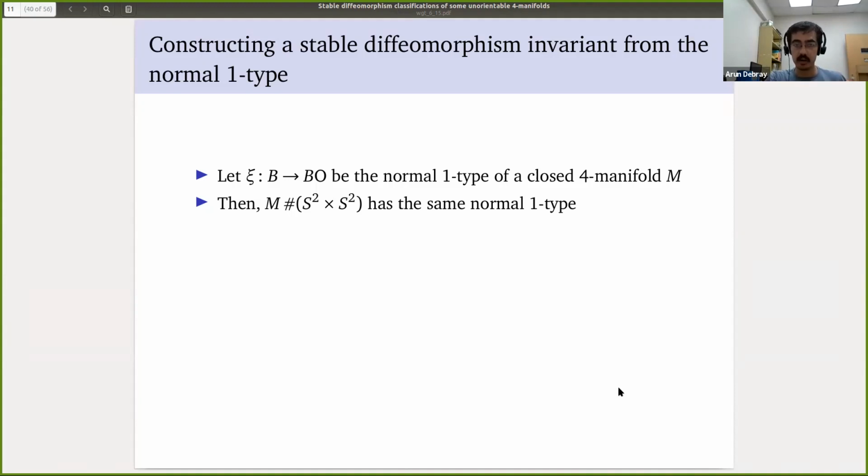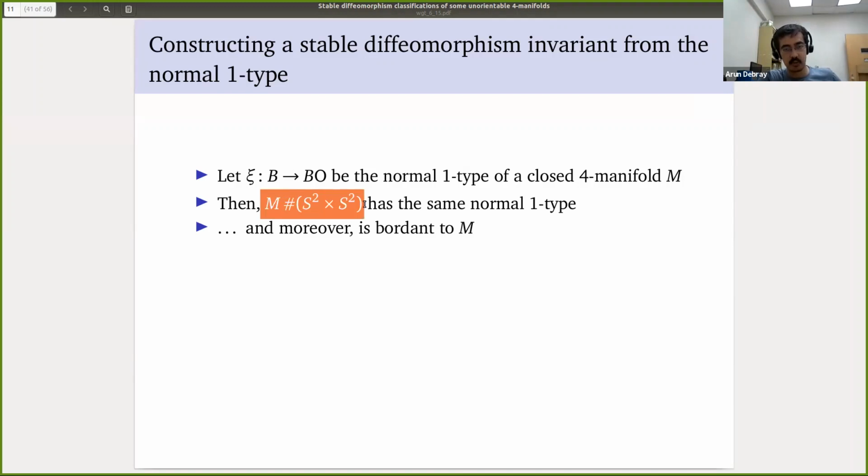We're going to make it better. Since I only have a few minutes left, I'm going to wait for questions until the end, unless it's something urgent, in which case, let me know. But we're going to upgrade this stable diffeomorphism invariant. So we have the normal 1-type of M, and also of M connect sum S2 cross S2. Now we're going to introduce bordism. In general, S2 cross S2 bounds S2 cross a disk. So you can fill in this thing. And so stably diffeomorphic manifolds are bordant.